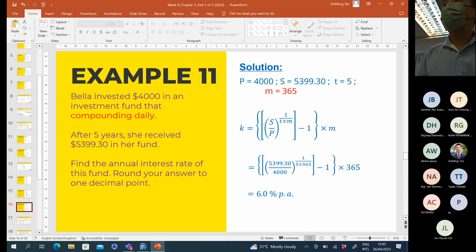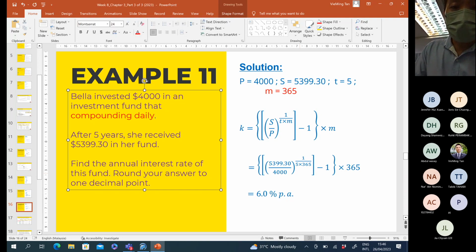Now we have to write down first the information given from this question. P is 4,000, the initial investment, so we put P equals 4,000. This is a compound interest rate because of the word compound. Daily, I'll tell you the M is 365. After 5 years means the investment period is 5 years. The accumulated amount is $5,399.30. This is the accumulated amount, S.